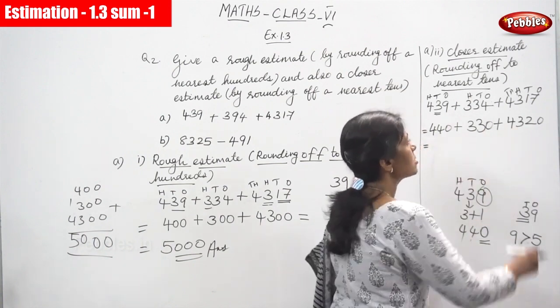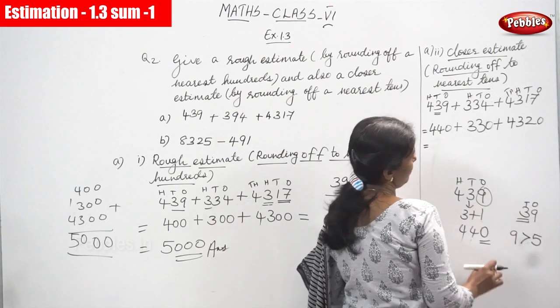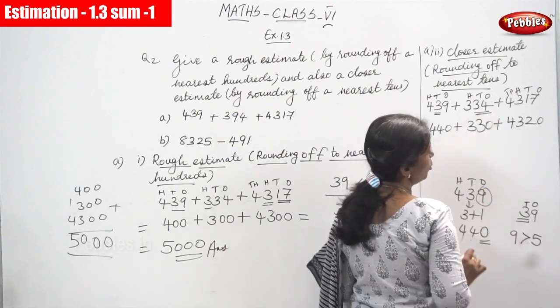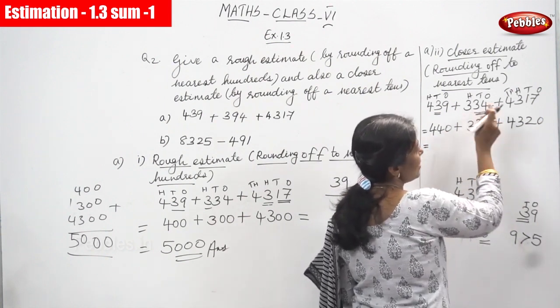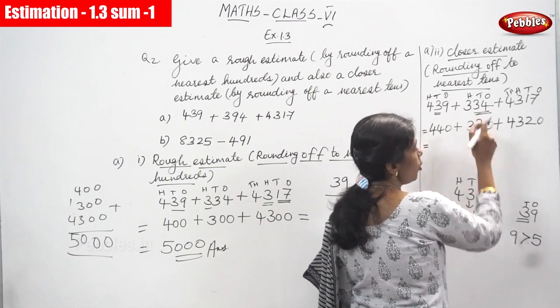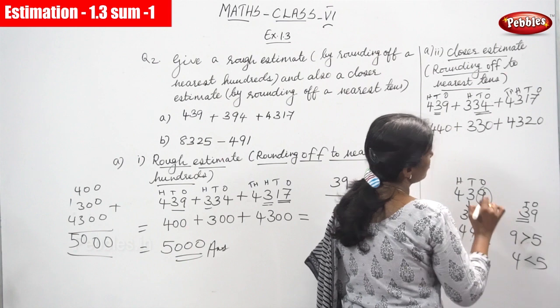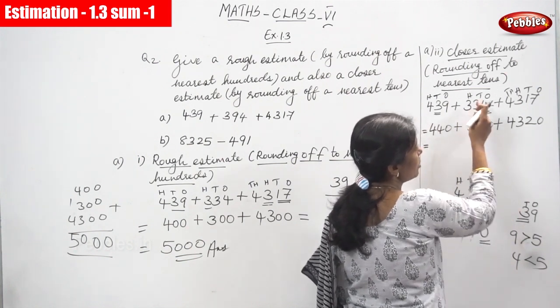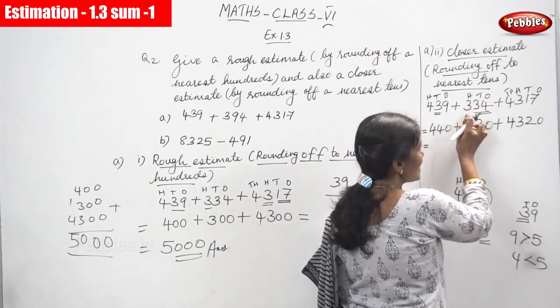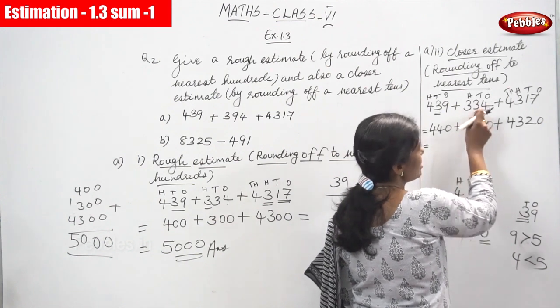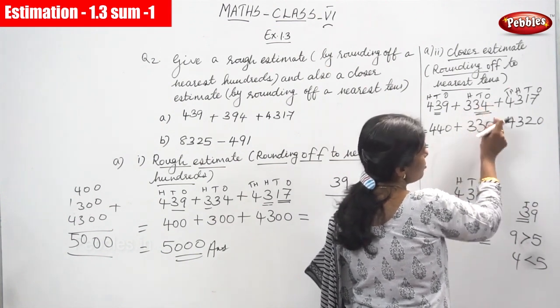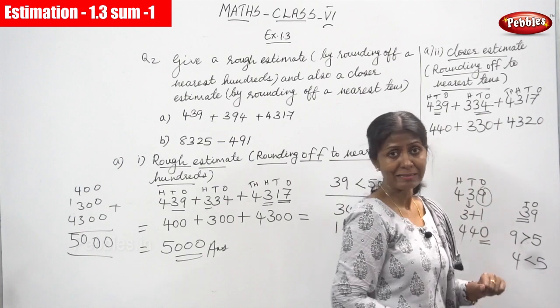So again it's the same rule we are applying. 334: 3 in the tens place and 4 in the ones place. So 4 is what? Less than 5. So you should not add 1 to the tens place value. You write the hundreds place value 3 as it is, the tens place value 3 as it is, and the ones place value becomes 0. So the answer is 330.